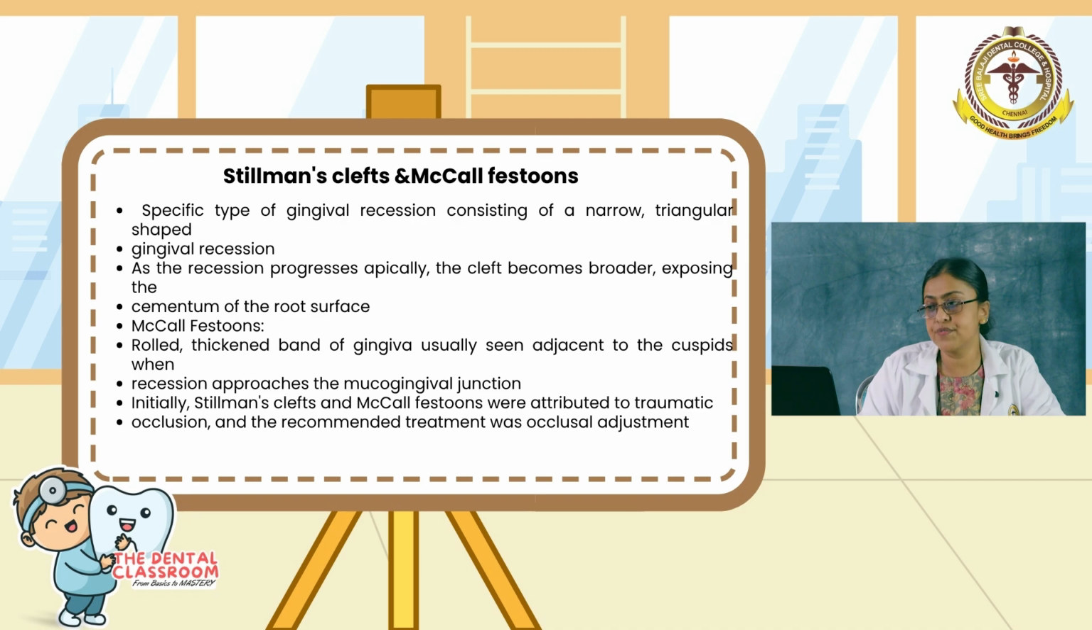Stillman's cleft and McCall's festoon. Stillman's cleft is a specific type of gingival recession consisting of a narrow triangular shaped gingival recession. As the recession progresses apically, the cleft becomes broader, exposing the cementum of the root surface. What is McCall's festoon? It is a rolled thickened band of gingiva usually seen adjacent to the cuspid when recession approaches the mucogingival junction. Initially, Stillman's cleft and McCall's festoon were attributed to traumatic occlusion and recommended treatment was occlusal adjustment.